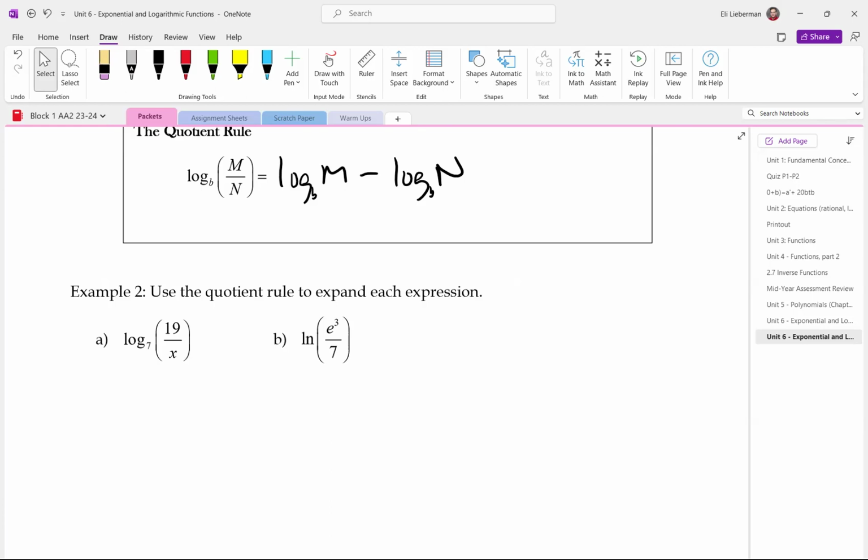ln is like saying log base b of e, right? It is log base e of whatever. ln is log base e. ln of e, then it would be... yeah.